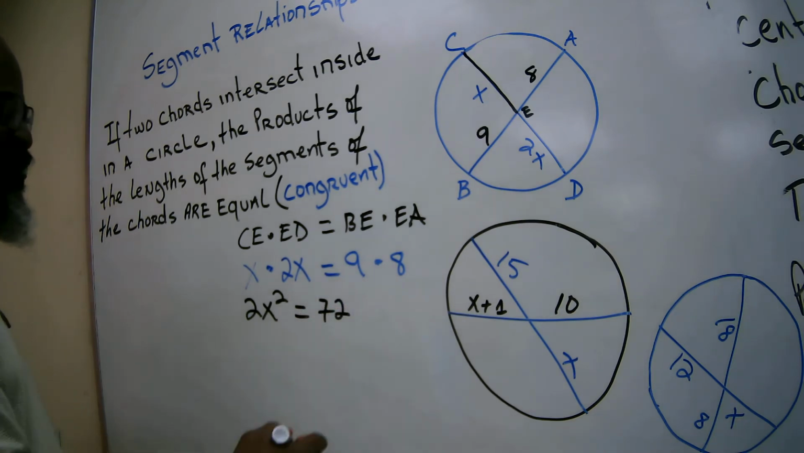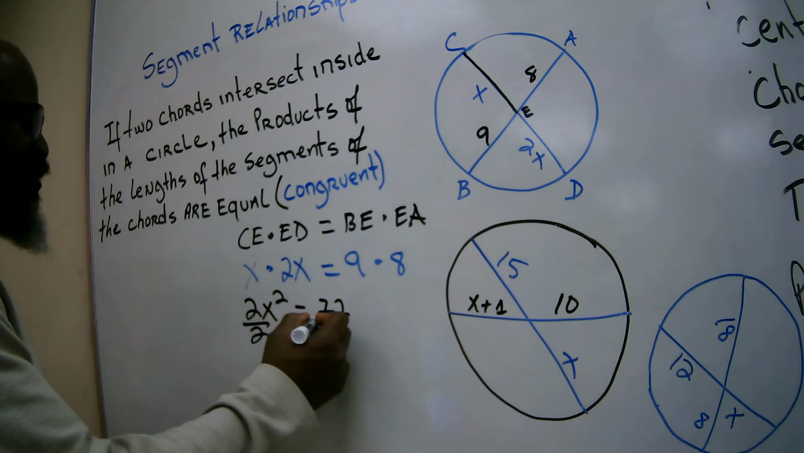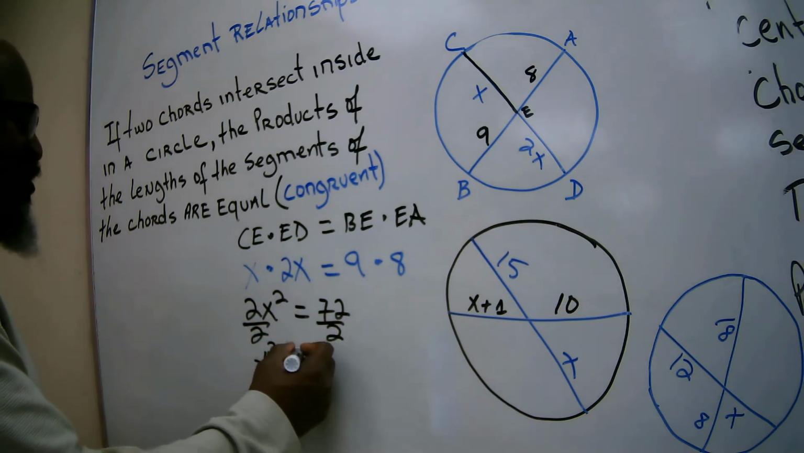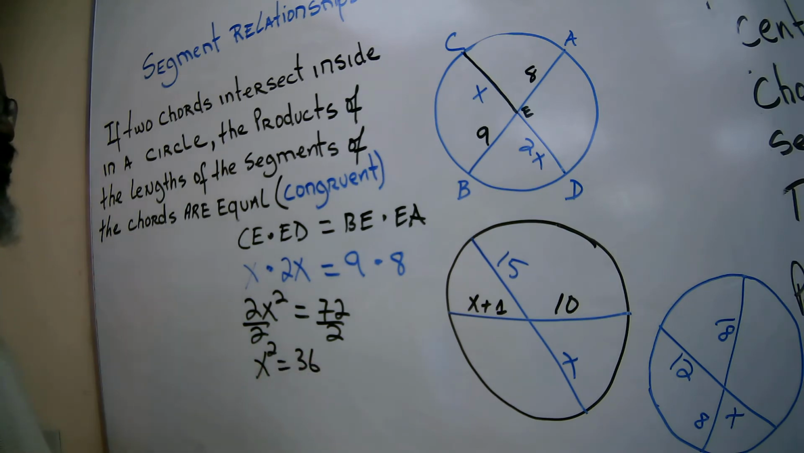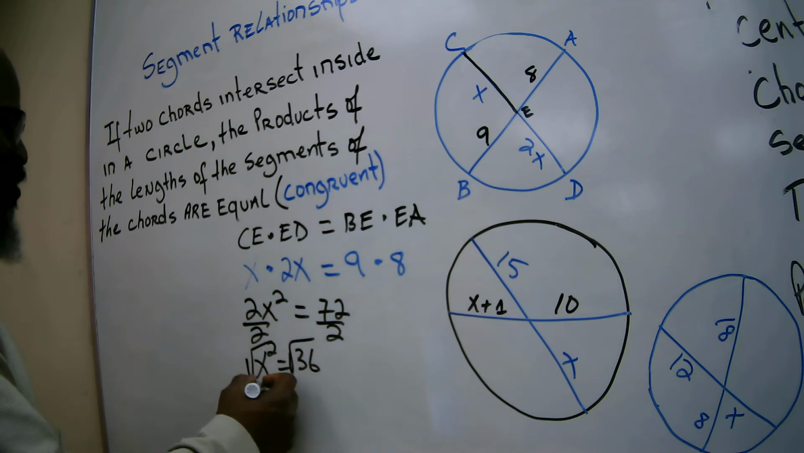In this case, we need to solve for X. In order to solve for X, we'll have to divide both sides by 2. In this case, X squared is equal to 36. Then you have to take the square root of X squared. The square root of X squared is plus or minus 6.